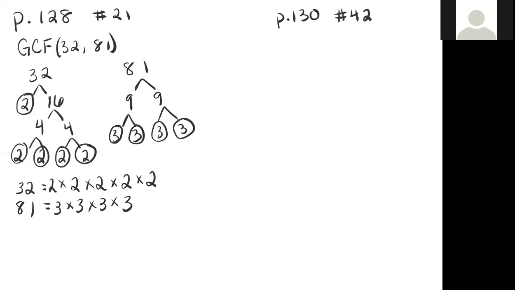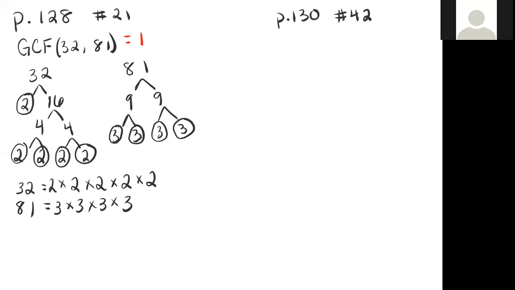Perfect. Okay, so our last step here would be to find common factors between 32 and 81. But 32 and 81 don't actually have a common factor. 32 is just all 2's, 81 is just all 3's. So actually the greatest common factor between 32 and 81 is just the number 1. 1 times 32 gets me 32. 1 times 81 gets me 81.